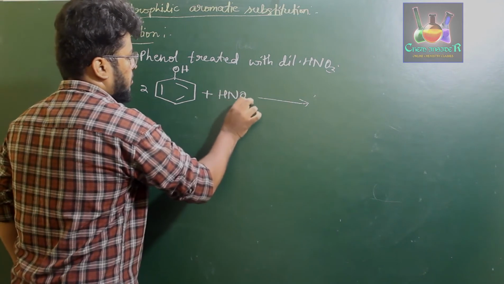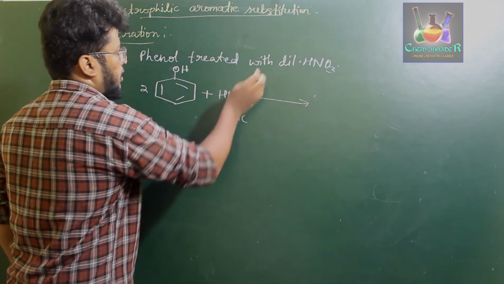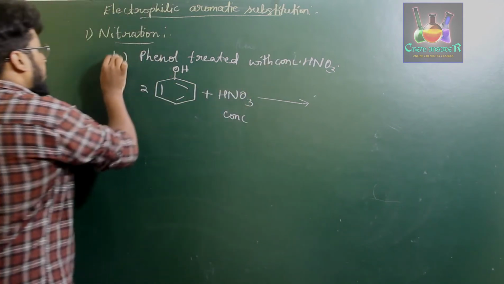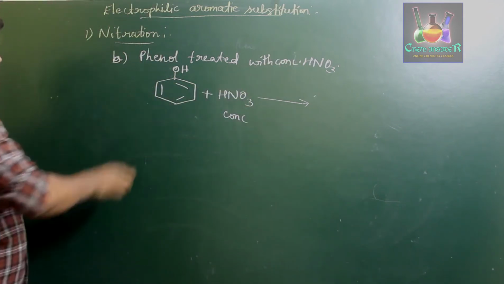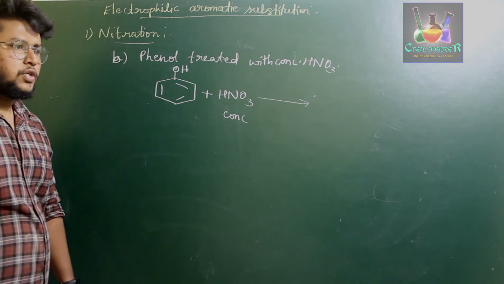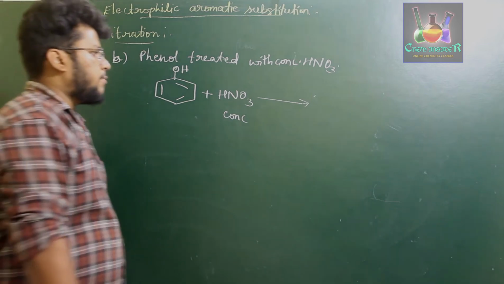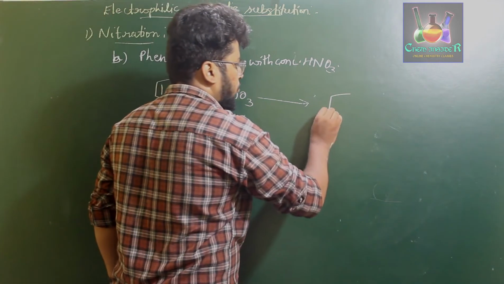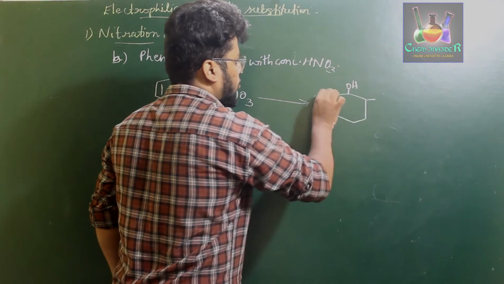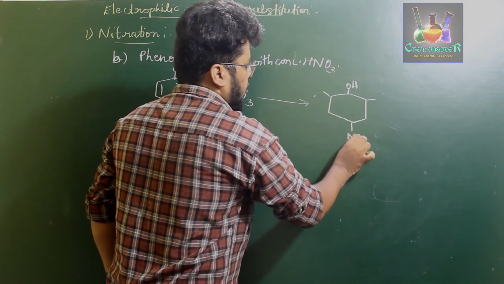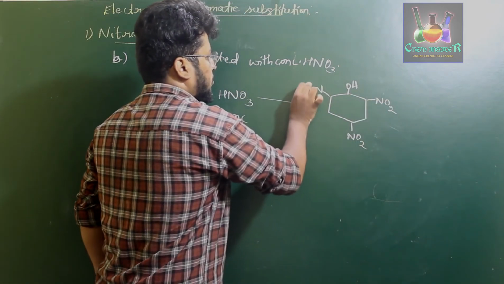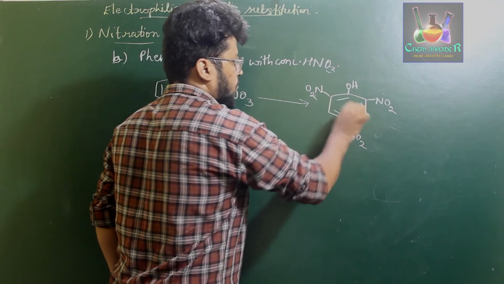When you treat phenol with concentrated nitric acid, all the ortho and para positions undergo nitration to form a product called 2,4,6-trinitrophenol. Both ortho and para positions undergo nitration in the same reaction.